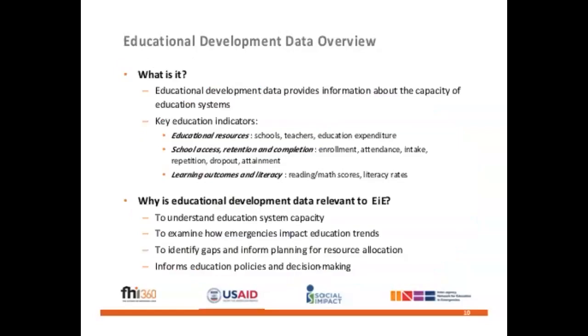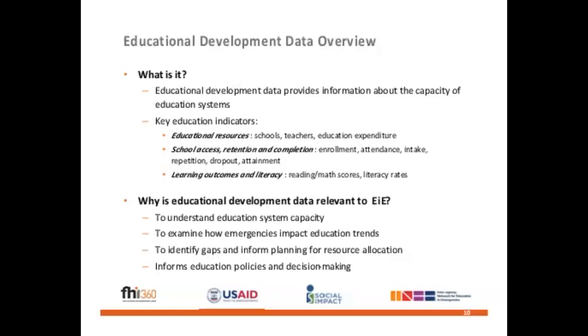So in general, education development data serves to give you information about how well an education system is functioning for its population by providing indicators about educational resources, school access, retention, and completion, which is essentially how well students are able to access schooling and stay in school, and then indicators on learning outcomes and literacy, which is how well students are learning once they're in school.